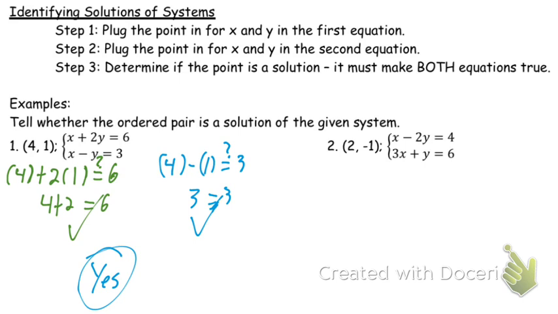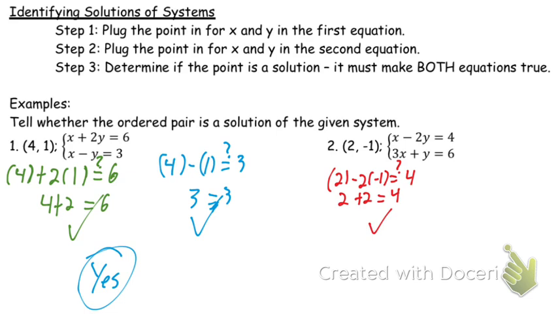So if we just did this in one equation, we might think this works, doesn't it? If we do this first one, x minus 2y equals 4, and I plug it in, I say 2 minus 2 times negative 1 equals 4. Negative 2 times negative 1 is positive 2, so 2 plus 2, does that equal 4? Yes. So I might just stop there and say, hey, this works. But what's the danger in that? It might be wrong, because the other one might not work. So we have to try the second one too.